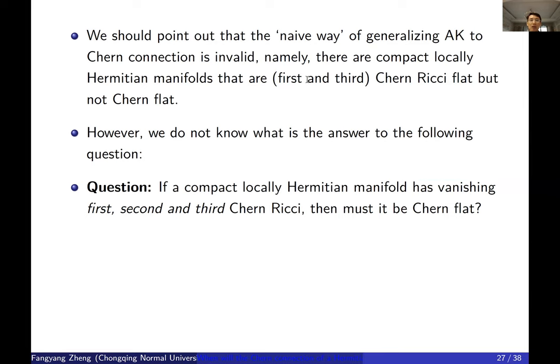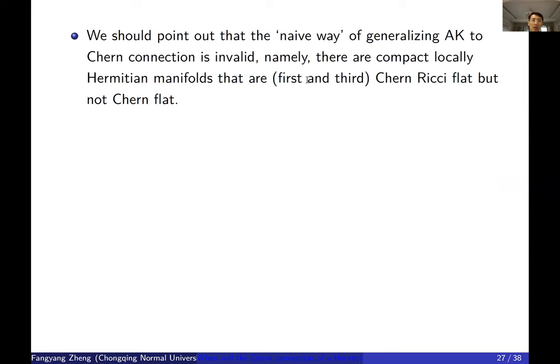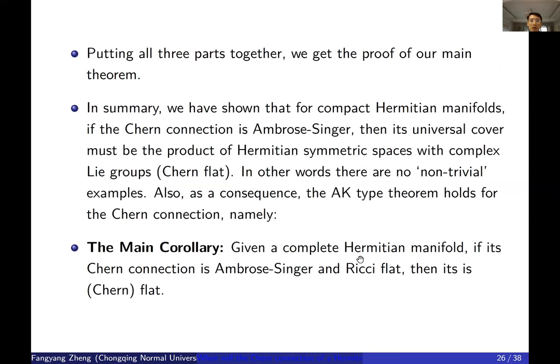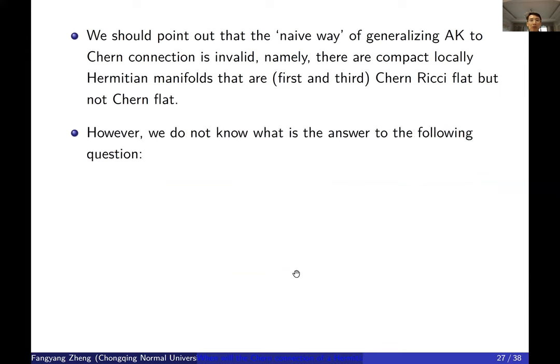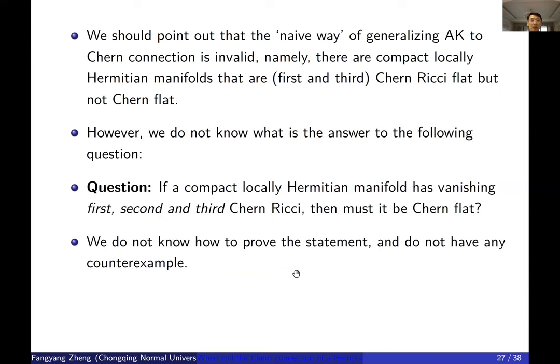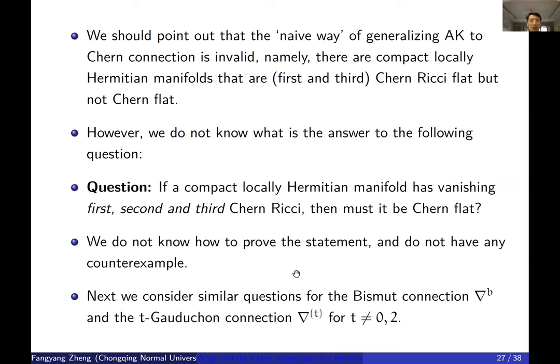So in other words, in our previous corollary, we say the Chern connection is Ambrose-Singer. This is really a stronger condition than saying it's locally Hermitian homogeneous, because it's Hermitian homogeneous in a particular way, right? So that's just the question. We do not know how to prove the statement, and we don't have a counterexample.